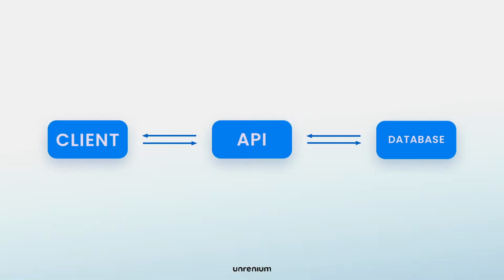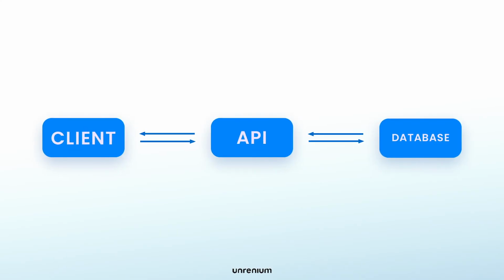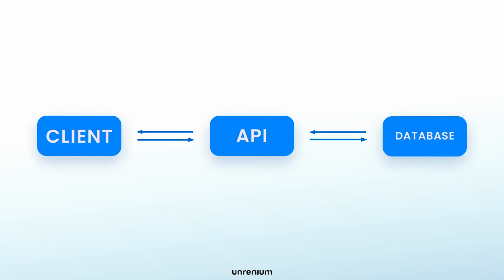Okay, so in conclusion, an API is a way to transfer your request to the database and get your results. That's it.